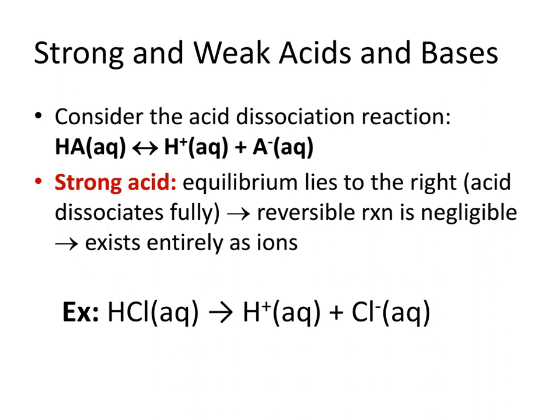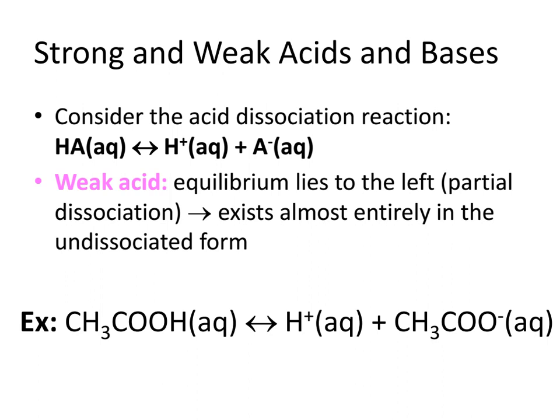So in a strong acid, perfect example, hydrochloric acid, the hydrogen and chlorine ion completely break apart. The chlorine takes both electrons. The hydrogen is completely deficient in electrons, and so we have the hydrochloric acid breaking down into hydrogen ions and chlorine ions.